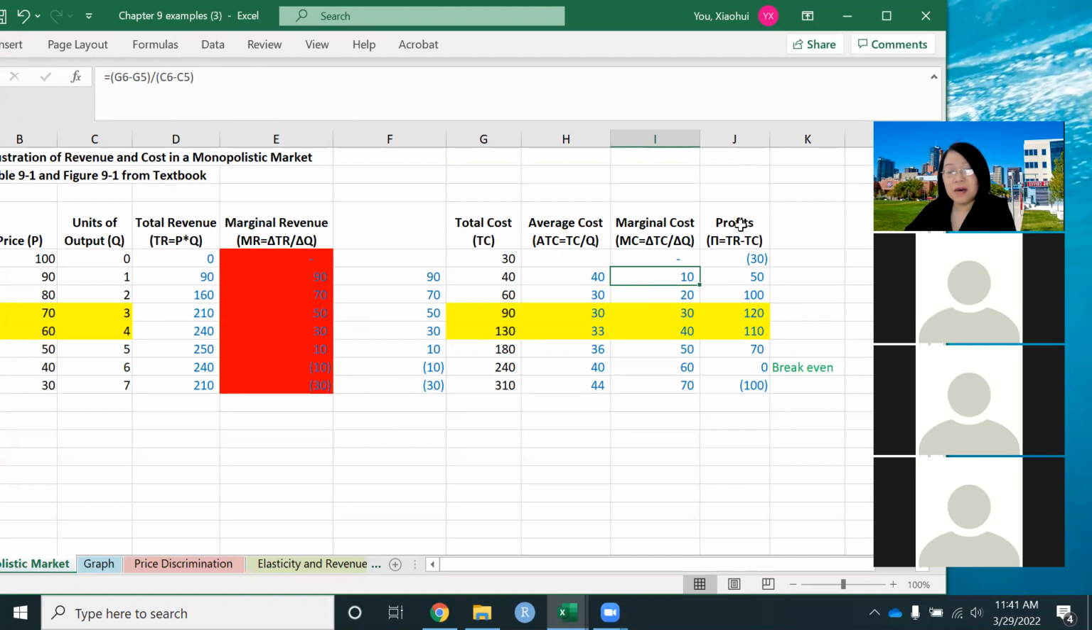Okay, and then profit. Profit is just TR minus TC. So this will be the profit. And then we find out we have a 0 here, right? We have a 0 here.